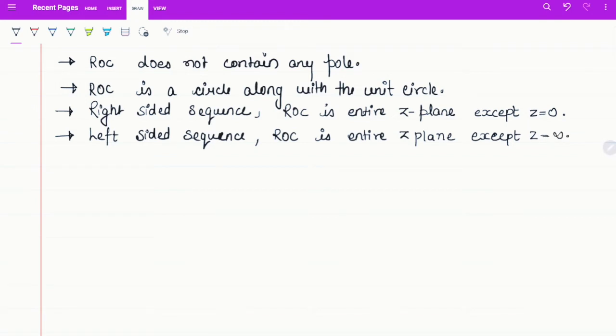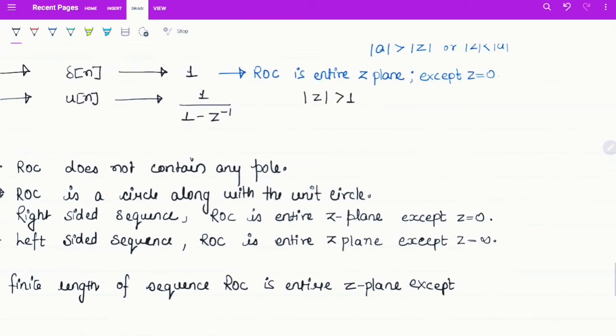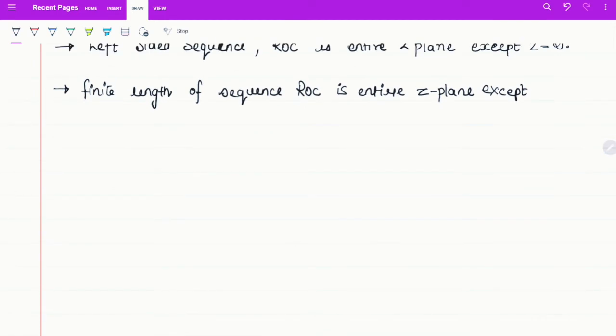But if you have a finite length sequence, then the ROC is the entire z plane except there should be some region, so except z is equal to 0 and z is equal to infinity.